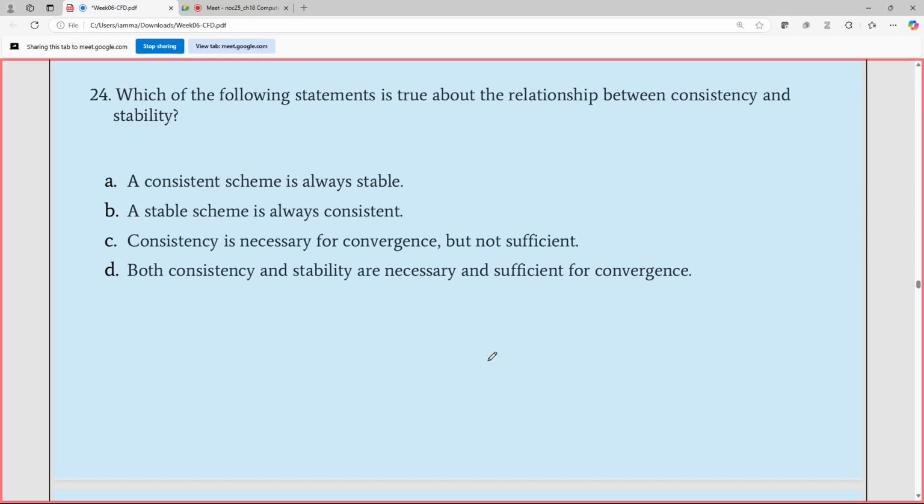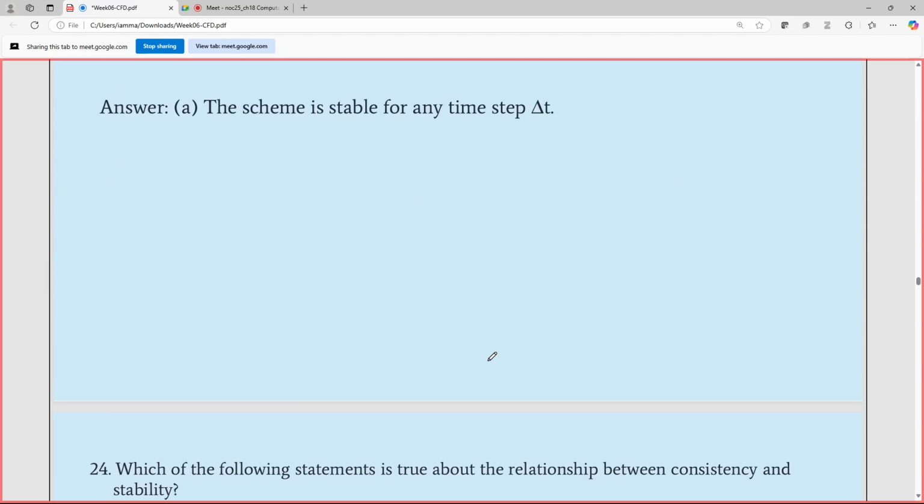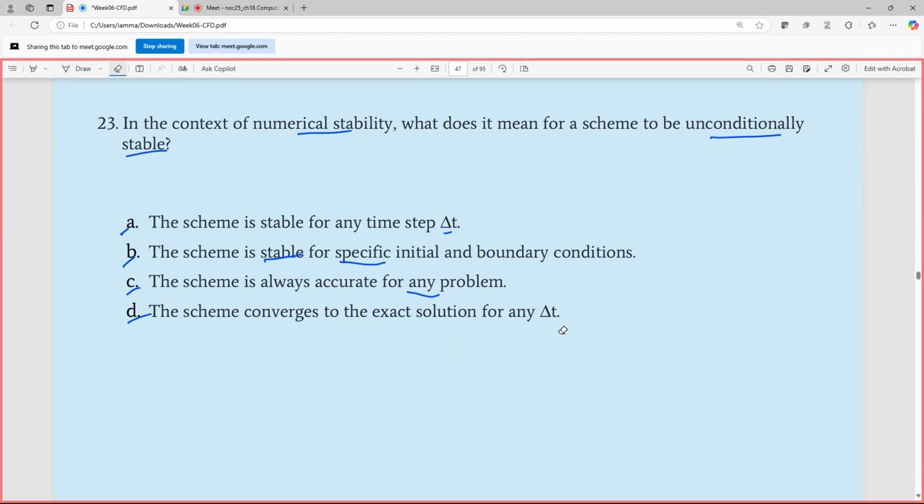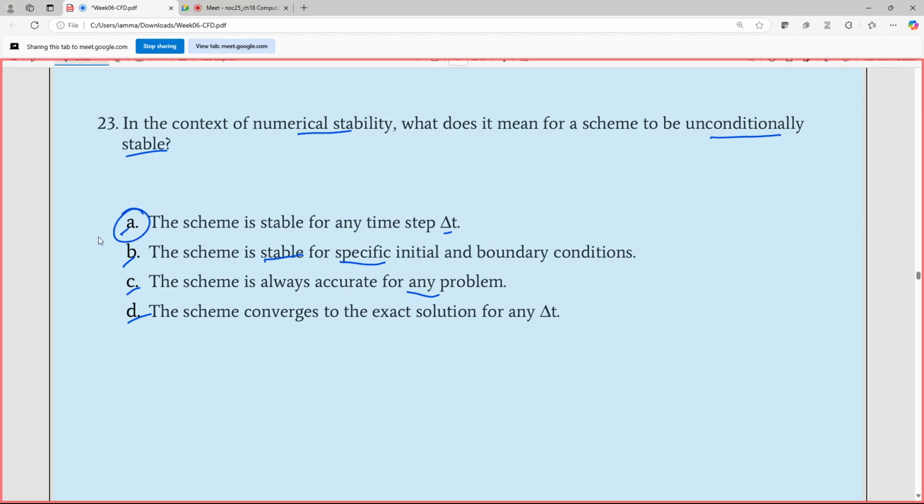Next question. Which of the following statements is true about the relationship between consistency and stability? One minute. I think I made a mistake here. Yes, option A is the right answer, not D. Sorry, I got confused. Option A, that is, the scheme is stable for any time step delta t. So this is the right answer.